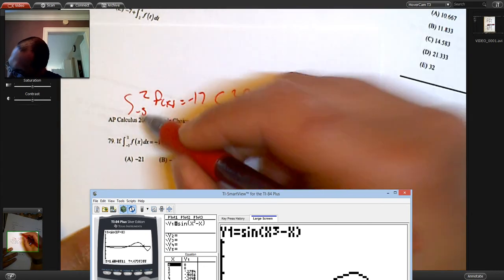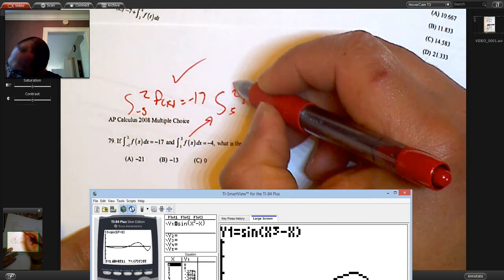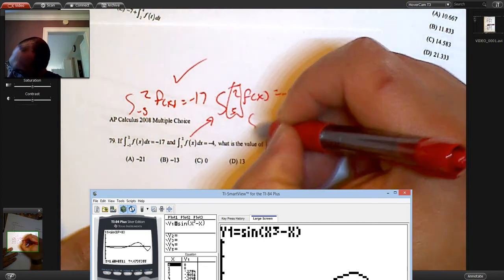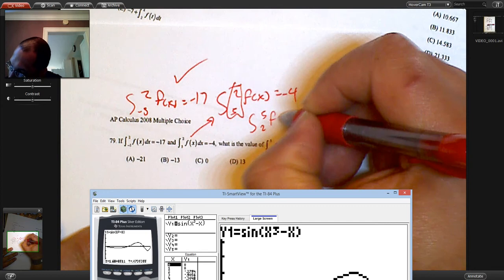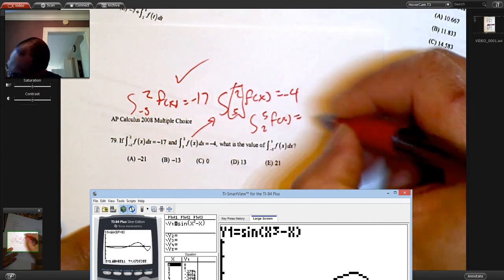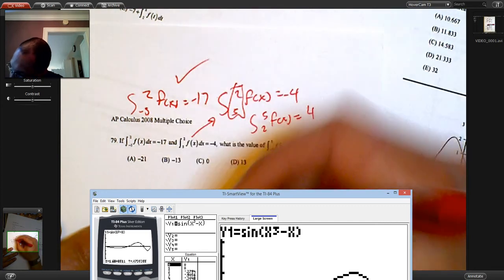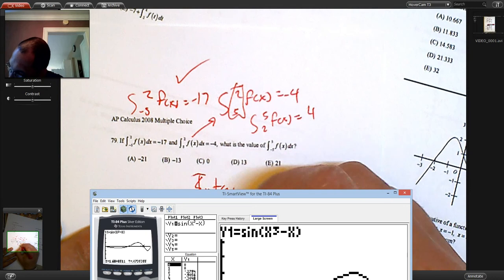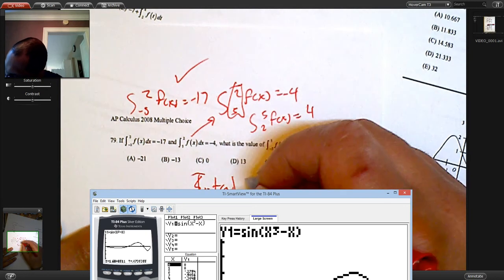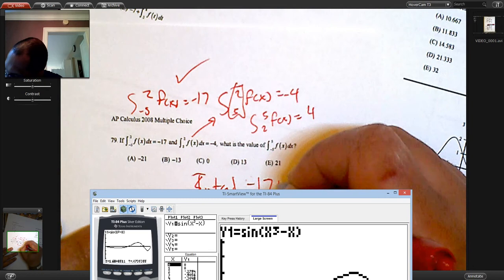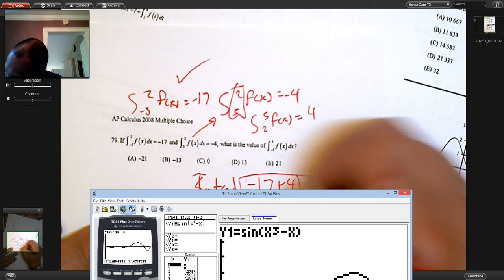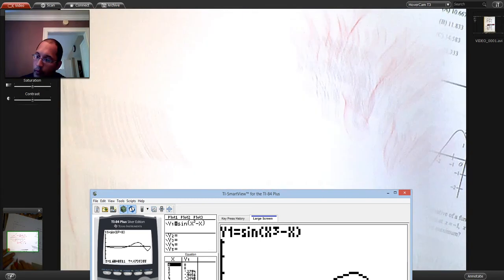That's correct. That's backwards. What that does is now the integral from 2 to 5 is basically all subtraction, so that's got to be 4. So the total will be negative 17 plus 4, which is negative 13. Good to go.